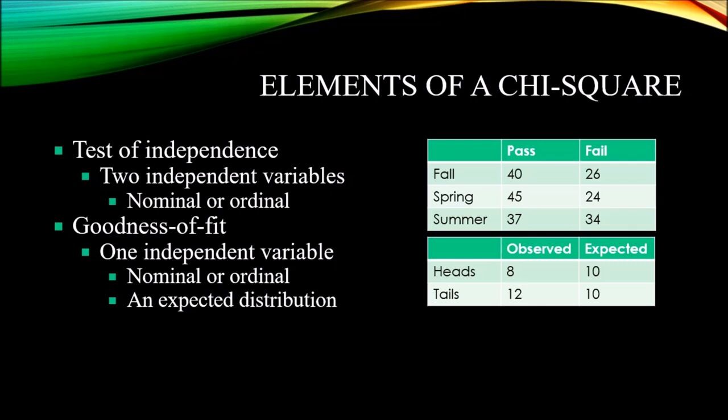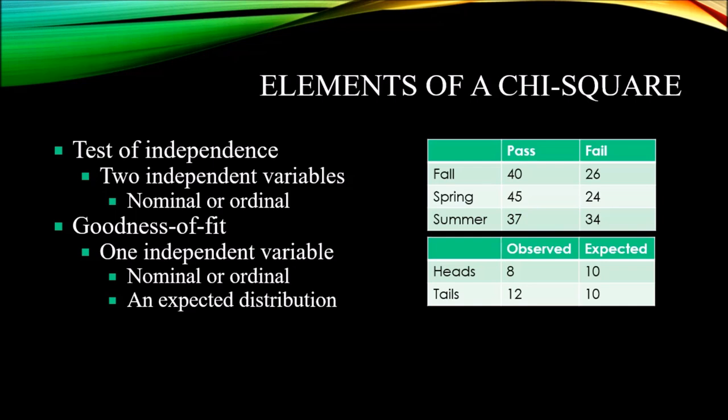Normally, to determine something like this, we would use a parametric statistic. However, here we only have the frequencies. We have the number of students that passed in the fall, the number that failed in the fall, and the same information for spring and summer. So when working with data that have violated the assumptions of parametric statistics, that might be a time to use chi-square, as I mentioned before, or when you have frequencies or counts. That's also an opportunity to use chi-square.